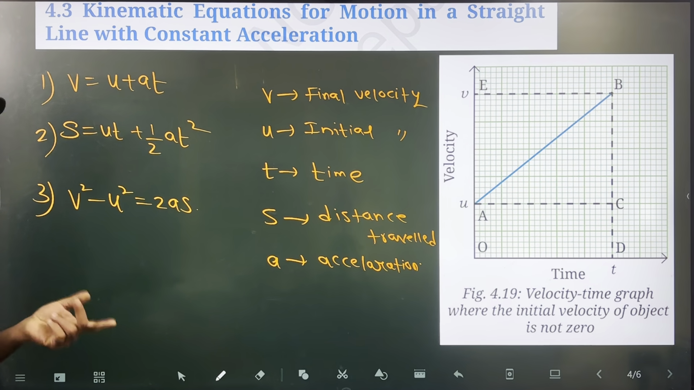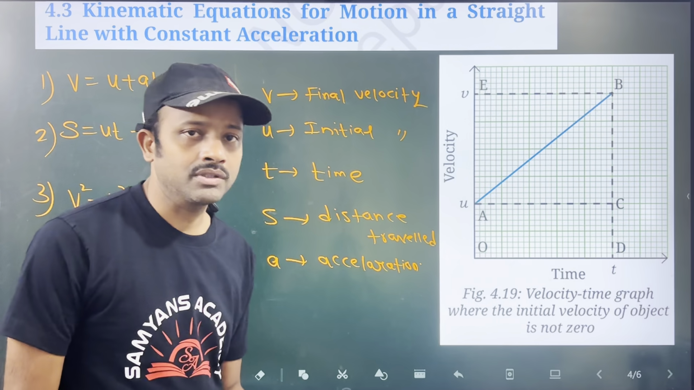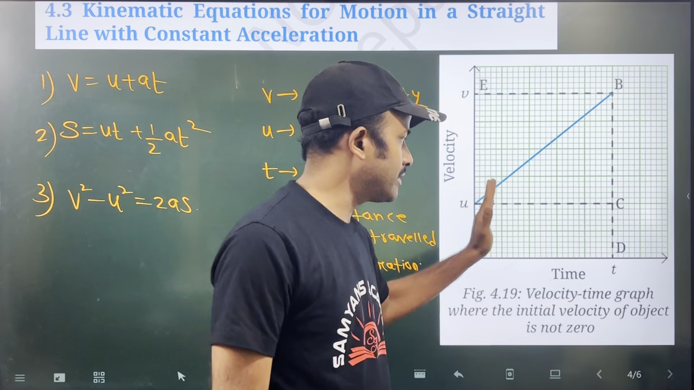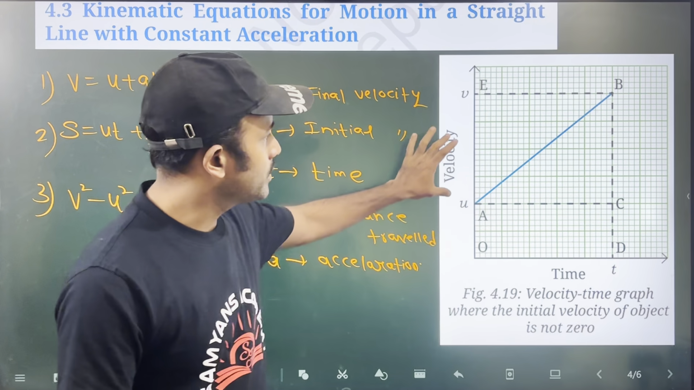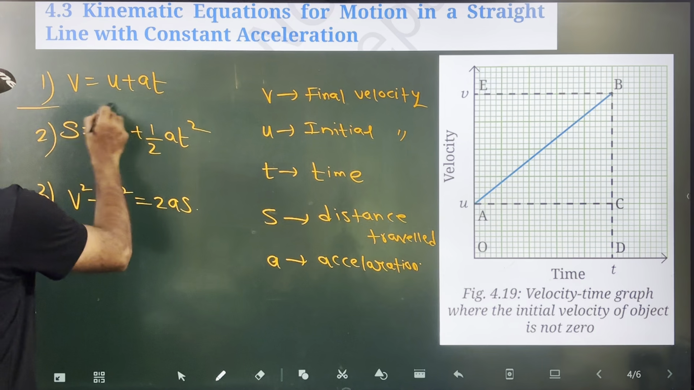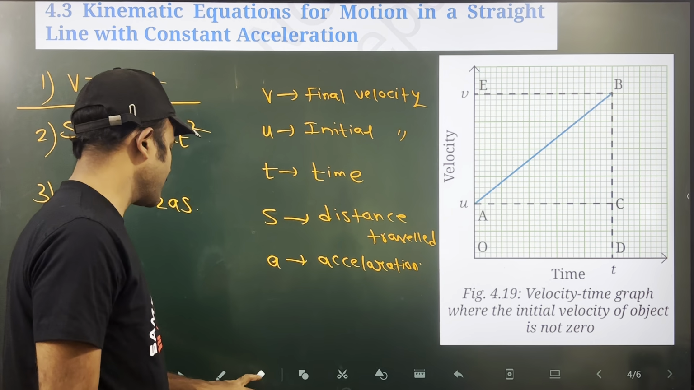Now we are going to derive the first equation of motion by seeing this graph. We can derive this first equation of motion by using this graph. Let us start. How do you derive the first equation of motion, v equal to u plus at? Let us start now.